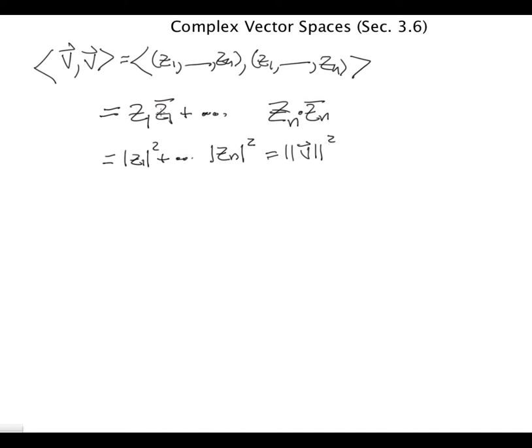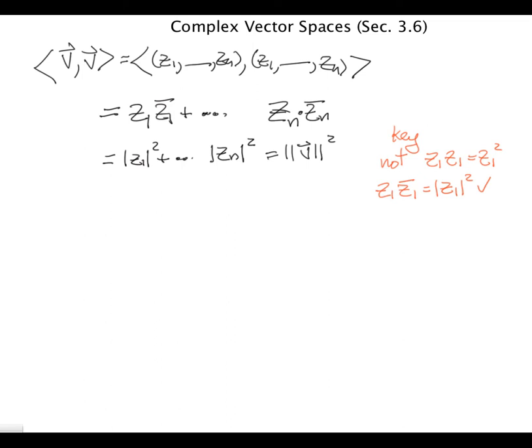So you need the bar on the second term. So you don't just get z squared, but you get the absolute value of z squared. All right, that's the key point: you're not getting z1 squared, which is some complex number. You're getting z1 times z1 bar, which is the absolute value of z1 squared, which is what you want.